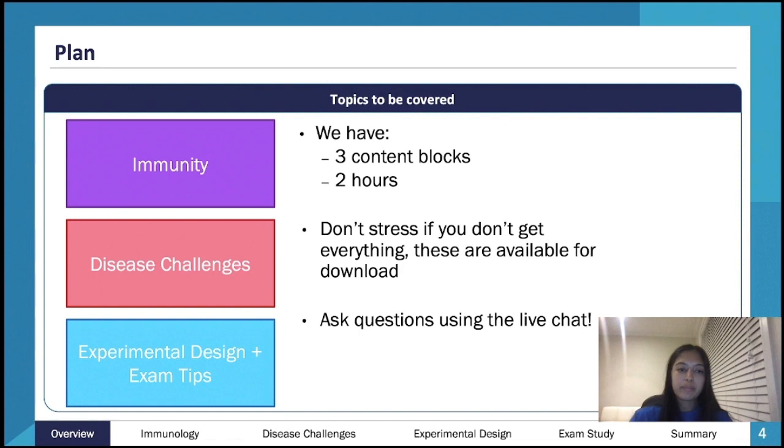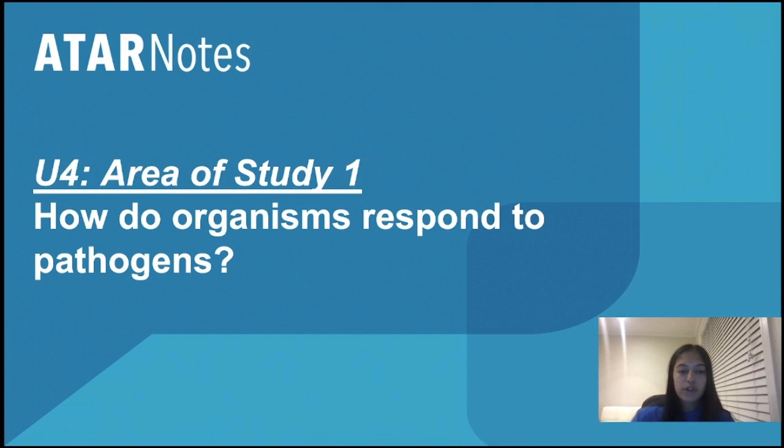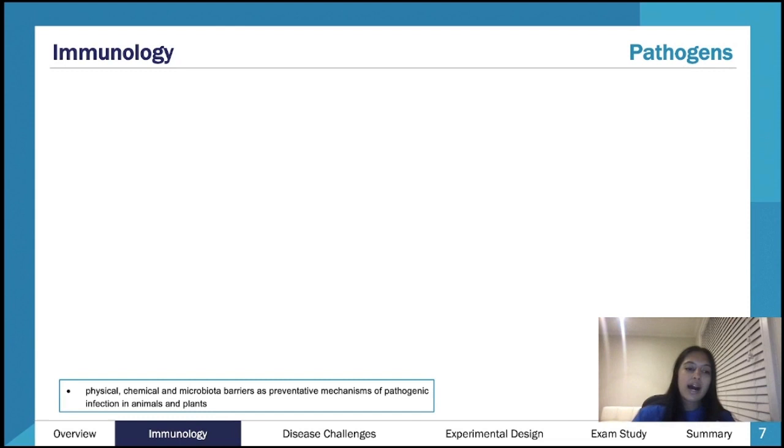Okay, so the first part of the area of study is looking at immunity as a whole. We have our study design dot points that will appear in the corner, so just refer to them. As I mentioned, the study design is really, really important. I've already discussed how you guys are ultimately the second cohort to use this new study design.